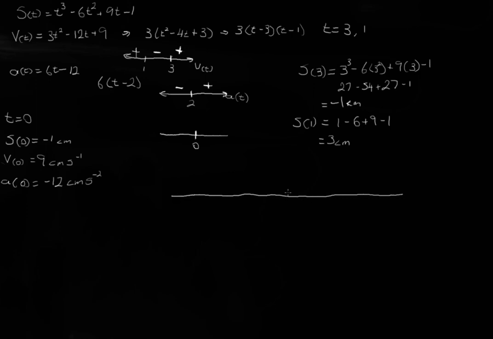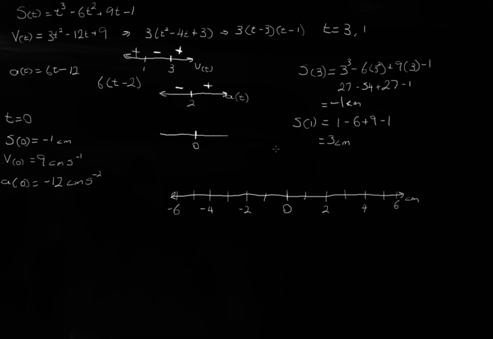Alright, we'll make our origin in the middle, and we're going to have 1, 2, 3, 4, 5, 6, and these are our centimeters, and 1, 2, 3, 4, 5, 6. So minus 2, minus 4, minus 6 centimeters.